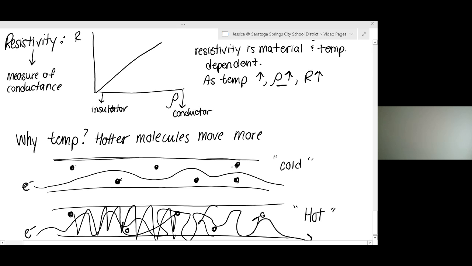And on Wednesday, we'll also talk about how this can cause light bulbs to burn out when you first turn them on, and why they really only burn out when you first turn them on and not when they've been on for a while.